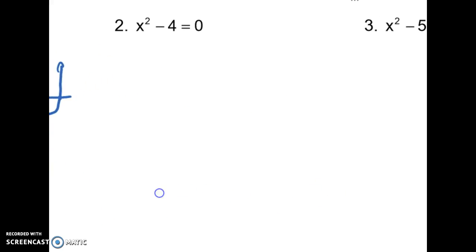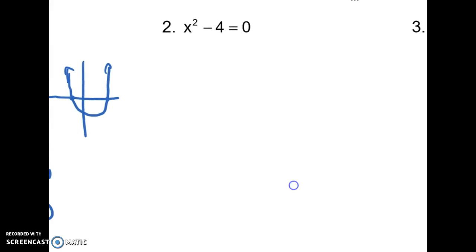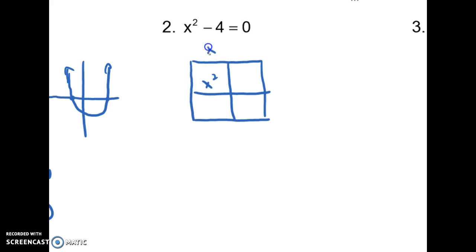And number 2 is no different, except for the fact that our x term is missing. But it's still the same idea. If I'm using the area model, it just makes it a little bit easier for me, actually. Because I have x squared, which is x and x, and a negative 4. I want these terms to add up to 0x. So I think I'm going to use a negative 2 and a 2. 2x, negative 2x, and it works.